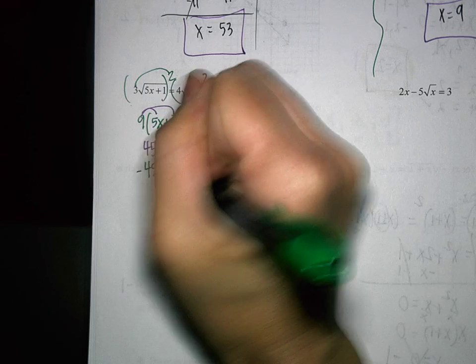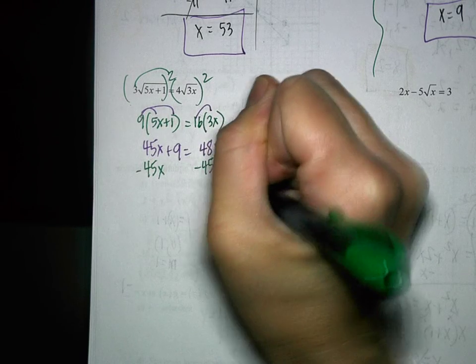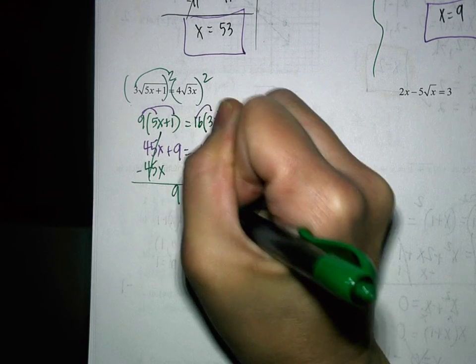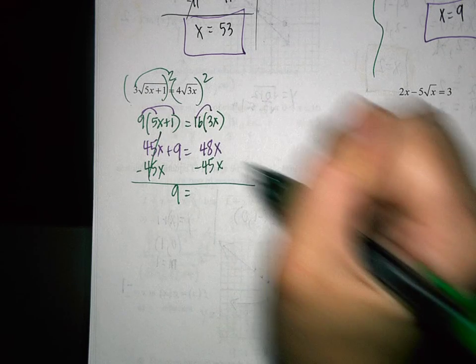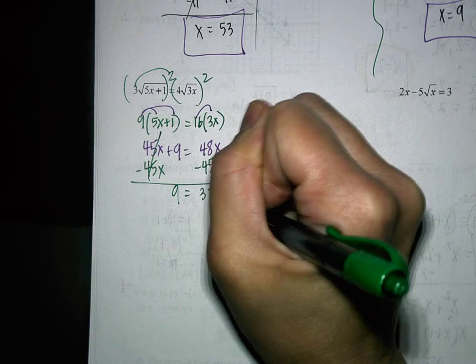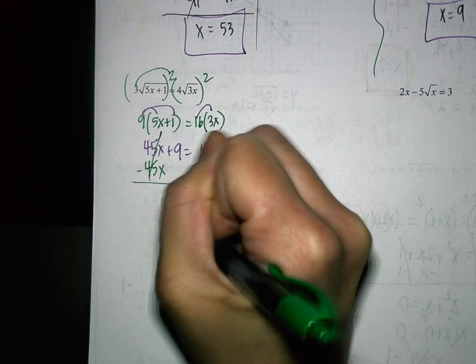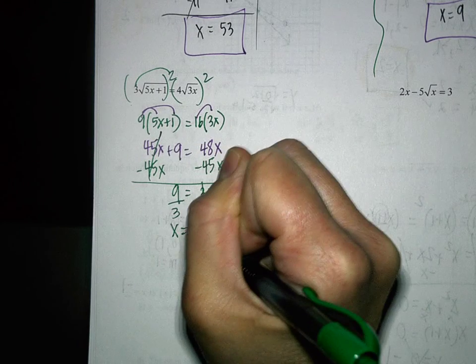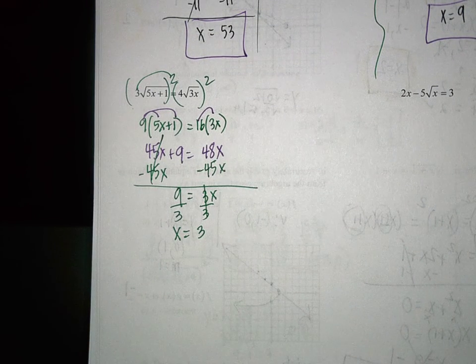Good. Subtract 45x to both sides. We do that. We get 9 equals 3x. And we divide by 3 to both sides, and x equals 3. Okay, but we always need to check.